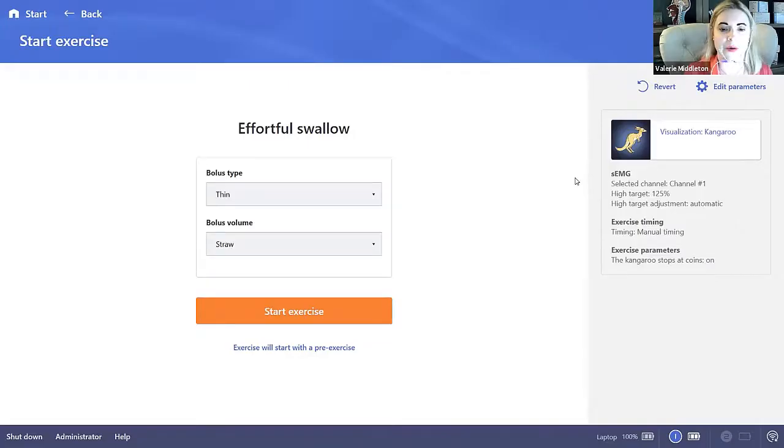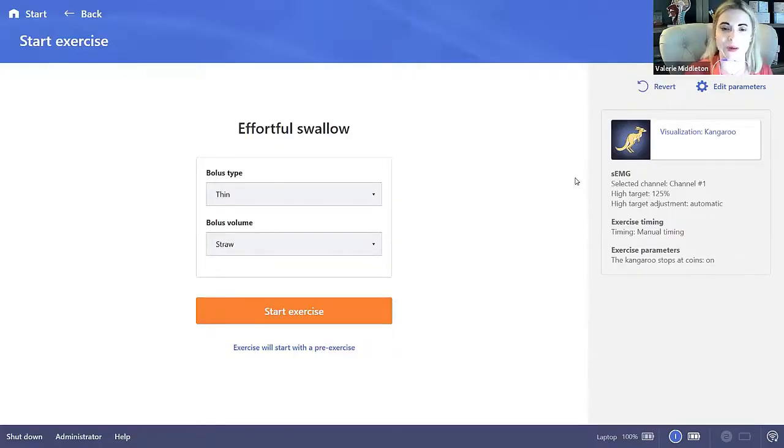The effortful swallow is great because it's a really beneficial exercise that many of our clinicians use for our patients, because it helps with so many areas of the oral and pharyngeal phase of swallowing. And as we're going to be looking at this together today, this is going to be based off of a dynamic target.